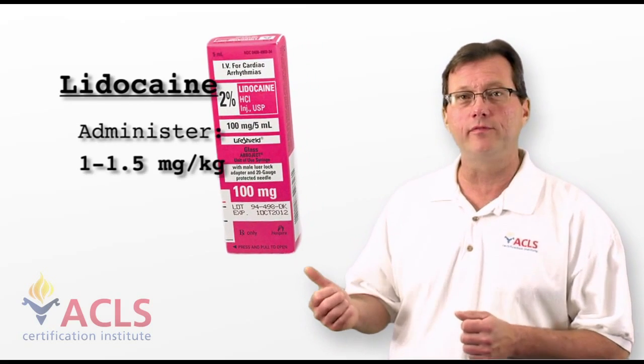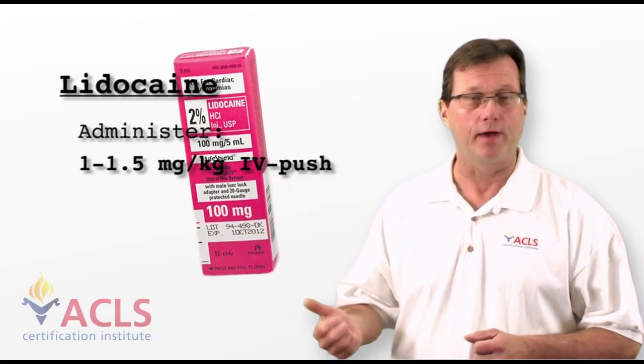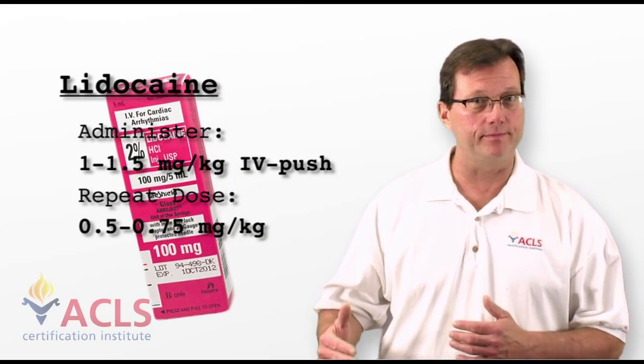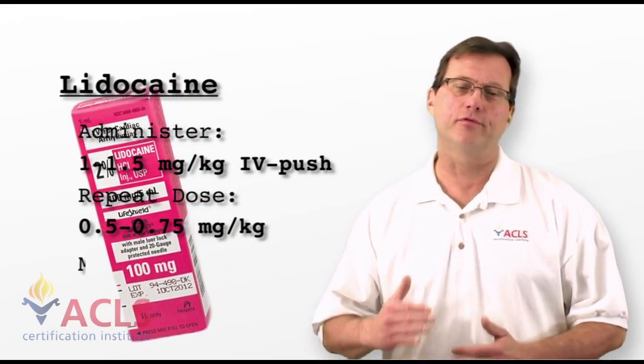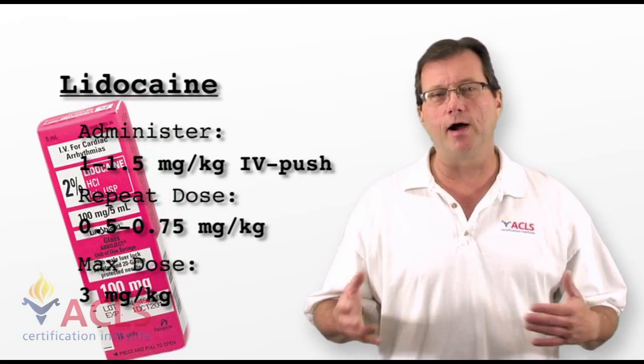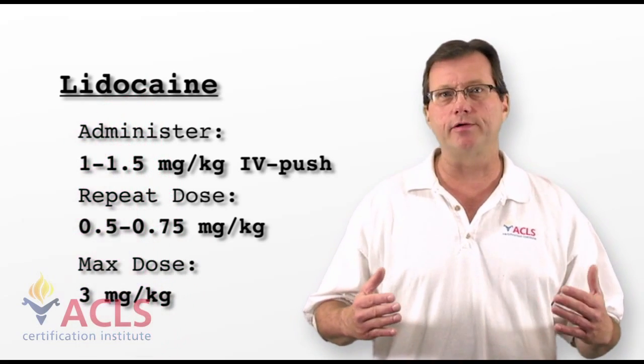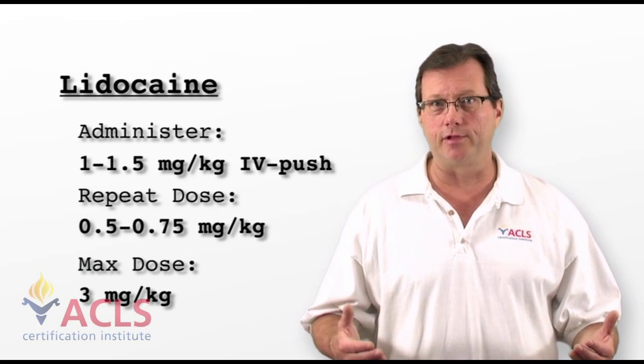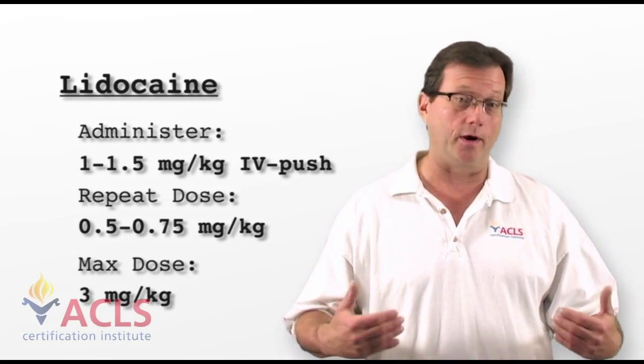Now, if amiodarone isn't available, lidocaine is still a great option for VFib. The dose, 1 to 1.5 milligrams per kilogram, IV push. Repeat doses are half of that to a max of 3 milligrams per kilogram. You'll find in the clinical setting that a lot of practitioners tend to use what works for them. I've run a lot of cardiac arrest using lidocaine. I've had good results with it, so I like lidocaine.